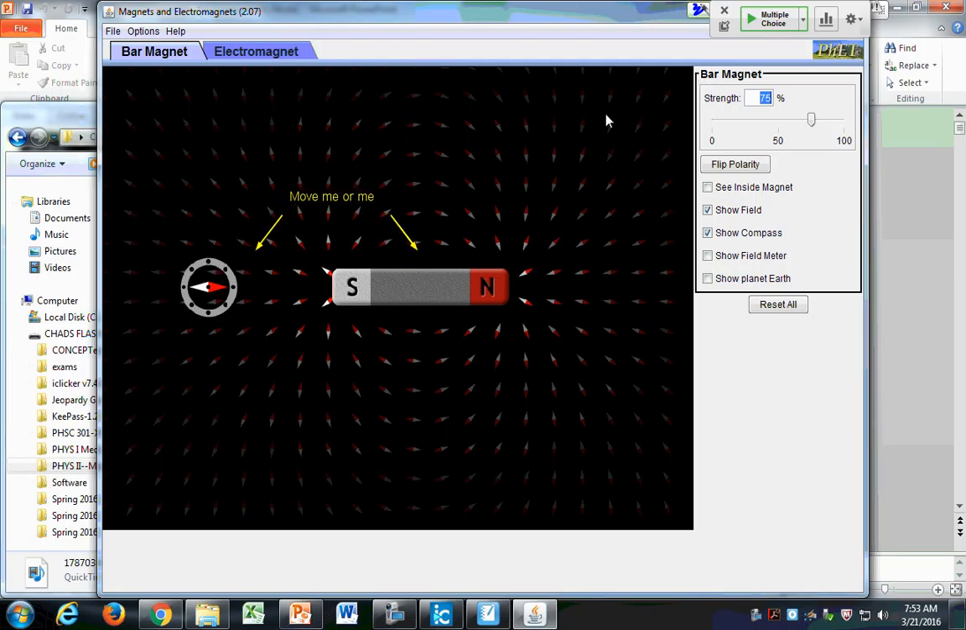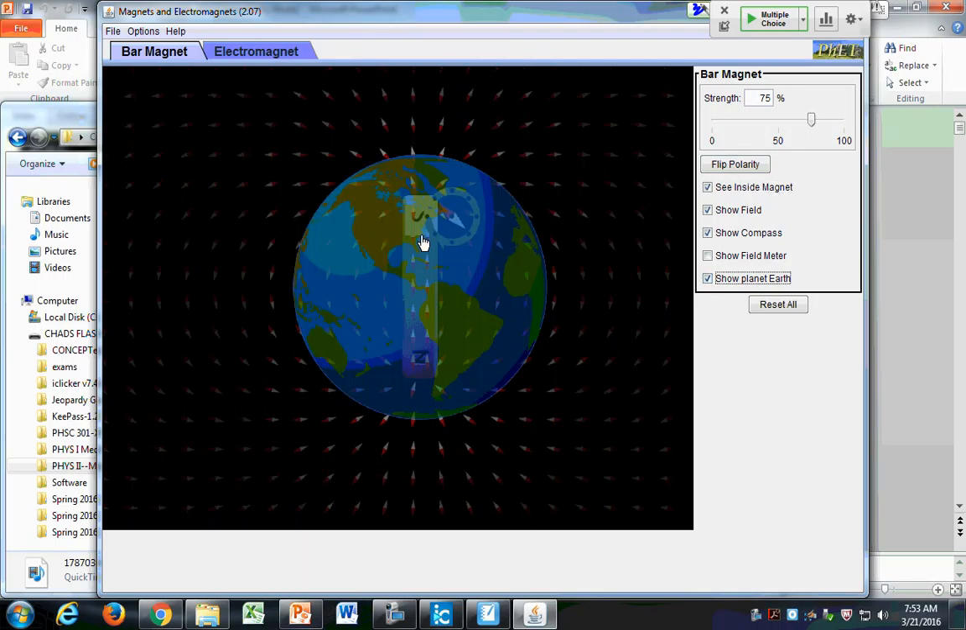Okay, so here you can see the magnetic field. You can flip the polarity. Notice it changes the direction of the field. You can see the magnetic field inside of the magnet. Here we can move the compass around and see how the magnetic field changes. See if I can show my lines. No. We'll get to this later.